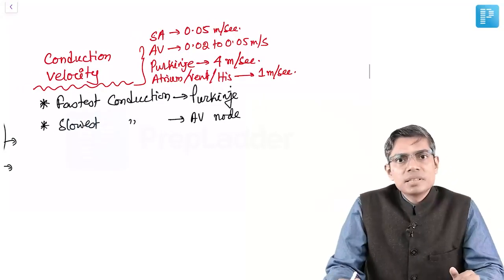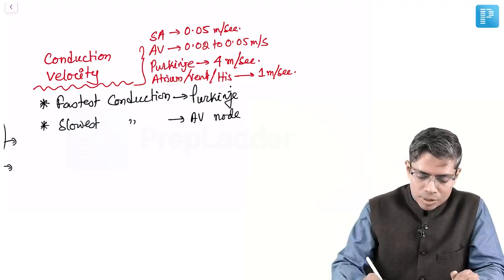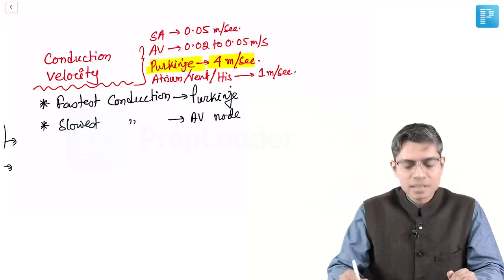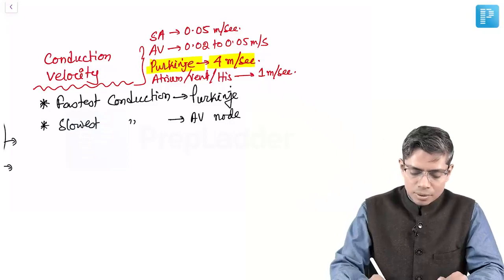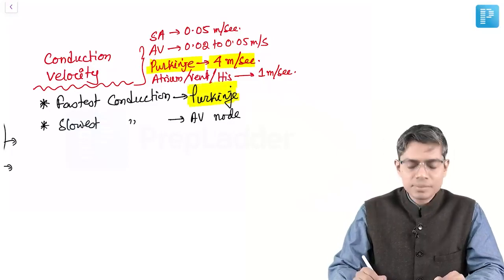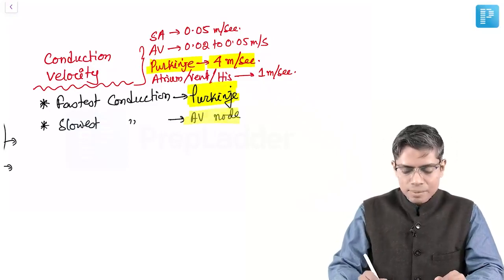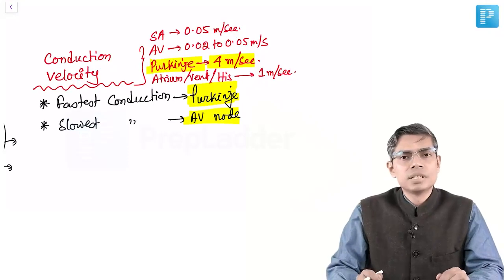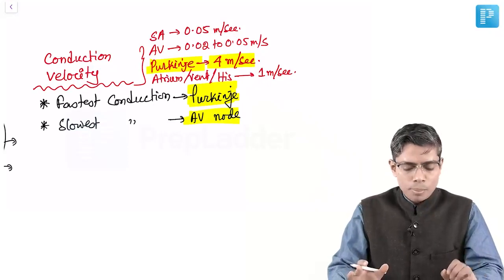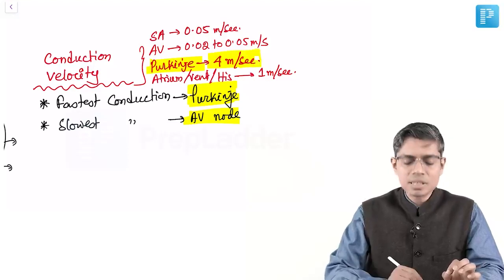So you may remember this conduction velocity. I have seen one MCQ where the Purkinje fiber conduction velocity has been asked. So you may recall this. Otherwise, you must remember that the Purkinje fiber is the fastest conducting fiber and the AV node is the slowest conducting fiber within the heart. Right. Now the Purkinje fiber conduction velocity is 4 meter per second.